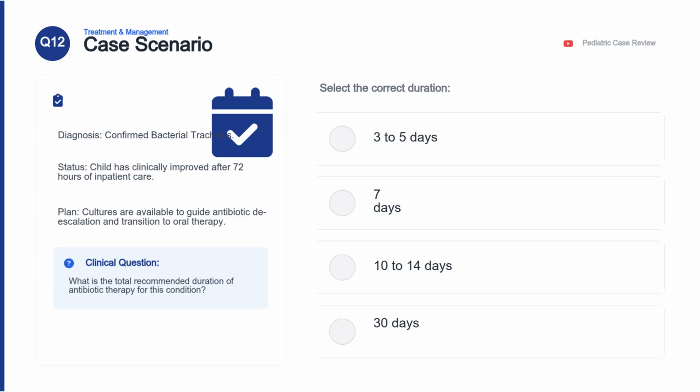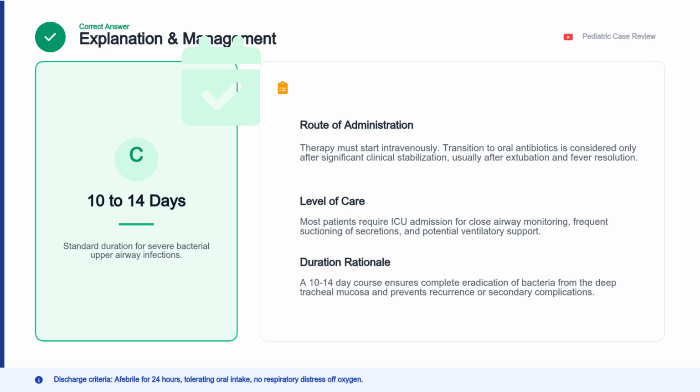Option A, 3 to 5 days. Option B, 7 days. Option C, 10 to 14 days. Option D, 30 days. The correct answer is C, 10 to 14 days total duration. Current evidence-based guidelines recommend a complete antibiotic course of 10 to 14 days for bacterial tracheitis, though no formal randomized controlled trials have definitively established optimal duration.